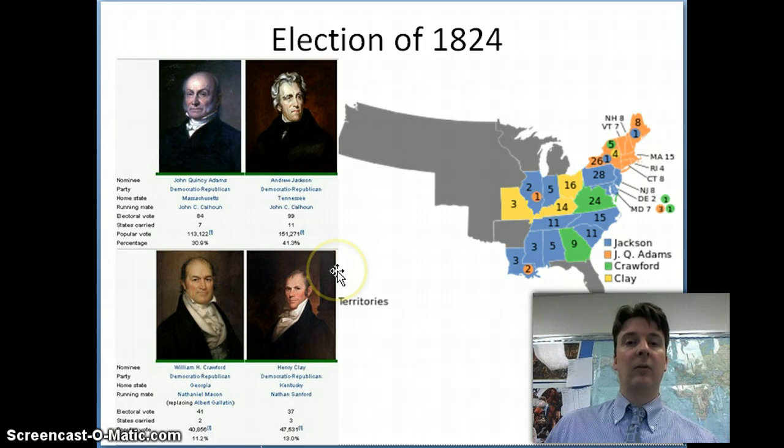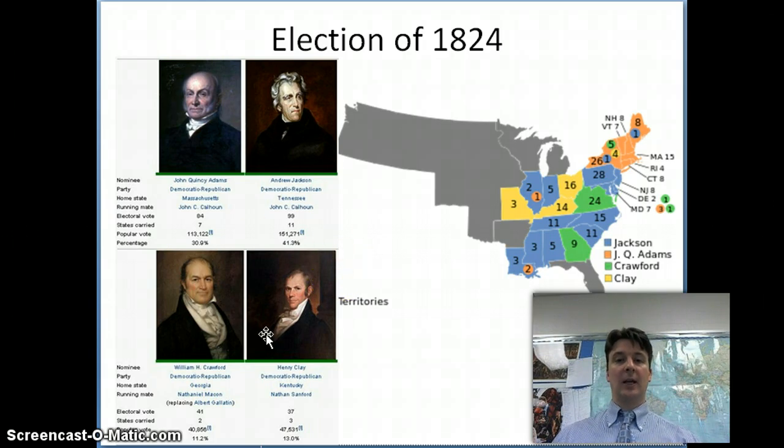Henry Clay didn't really count. He was not considered, but he was the Speaker of the House. And so what he did was he threw his support and got the state. Remember, each state has one vote, and he was influential. So he made a deal with Quincy Adams that if he would throw his support for Quincy Adams, he would become the Secretary of State.